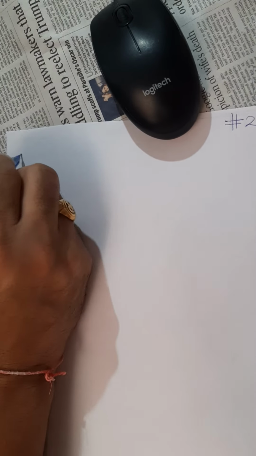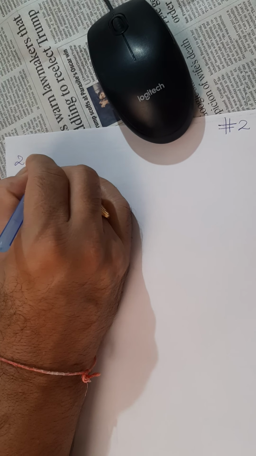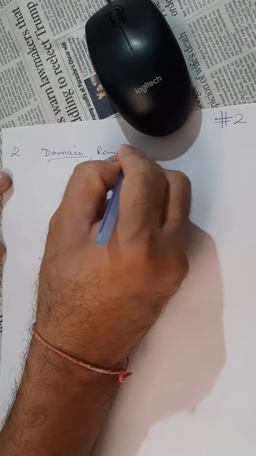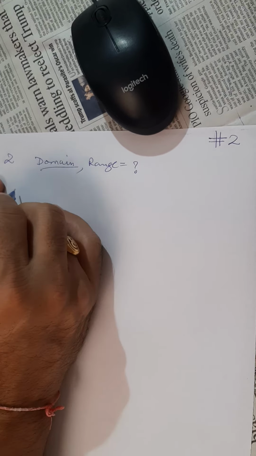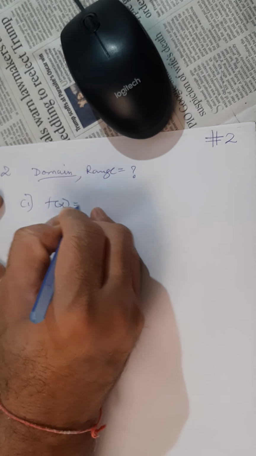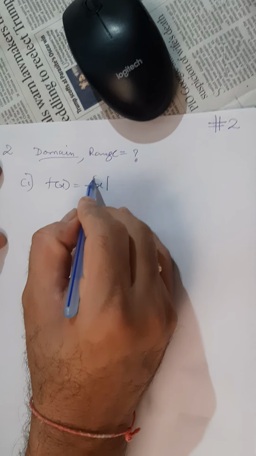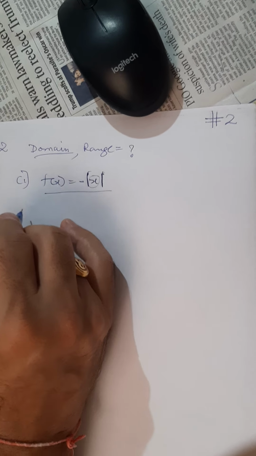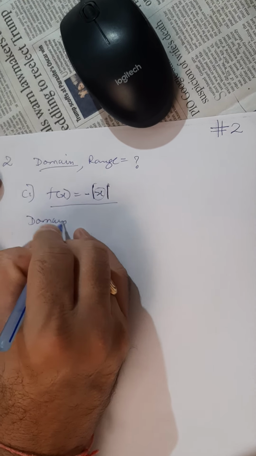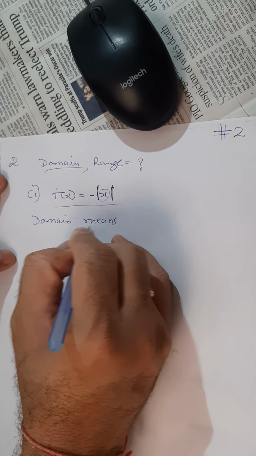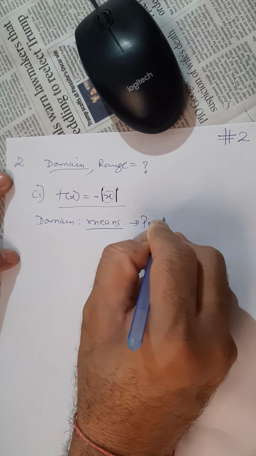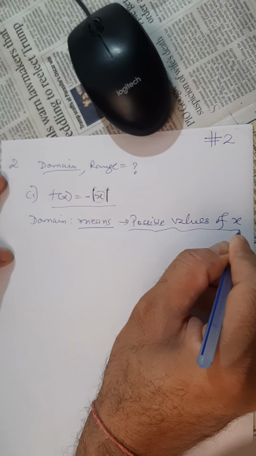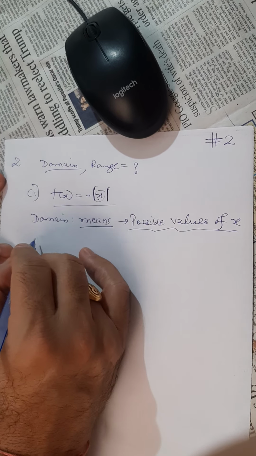Question number 2, second question. You are asked to find the domain and range, both, but here the function is in the form of a formula. So the first function is f(x) equals minus modulus x. Now domain means finding possible values of x which you can choose.